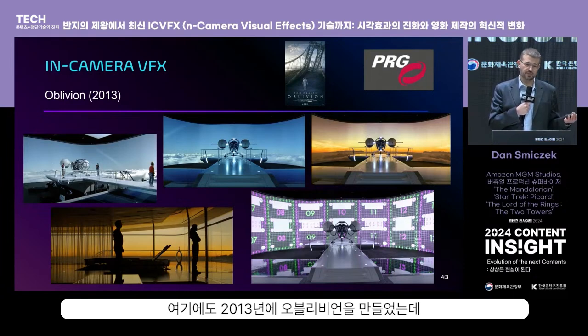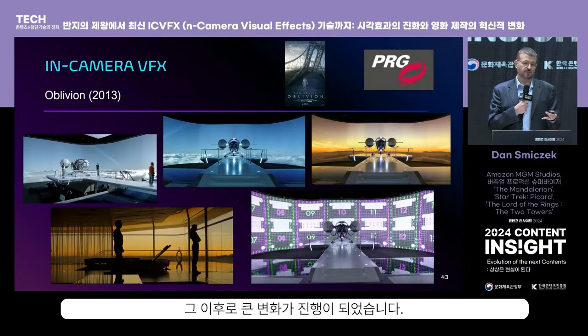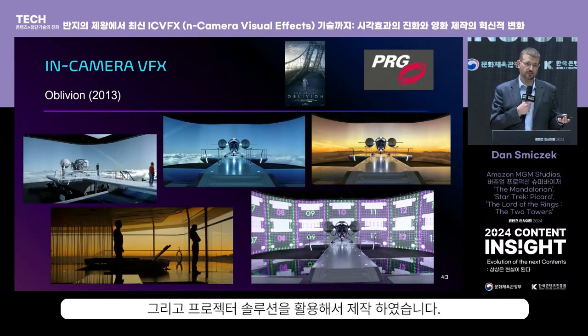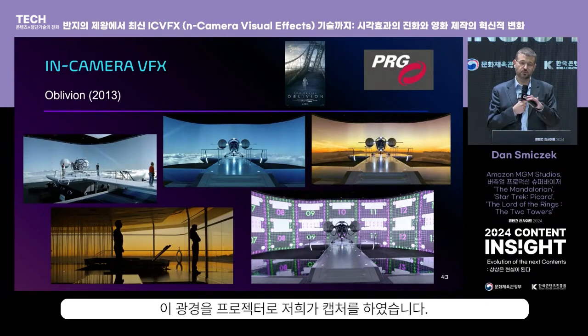And a great example of the big shift on this was in 2013 with the film Oblivion. Their entire set, where they spent a lot of the movie, was glass houses and reflective surfaces, and in this case it was still using projector-based solutions. So they went to mountaintops, captured these beautiful vistas, and then played them back through projectors.